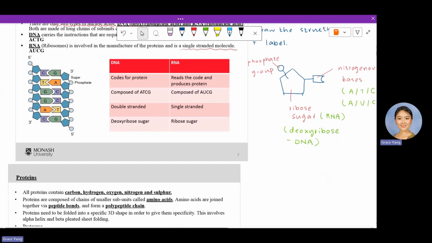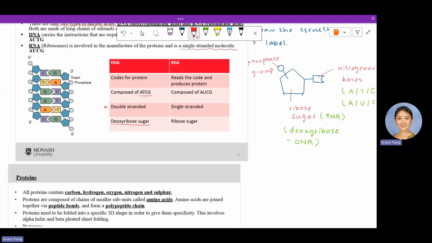Here are the functions and descriptions of the two types of nucleic acid. DNA contains the code for protein. It consists of the four nitrogenous bases, A, T, C, and G. It's double-stranded, and the type of sugar that is a part of the molecule is deoxyribose sugar.